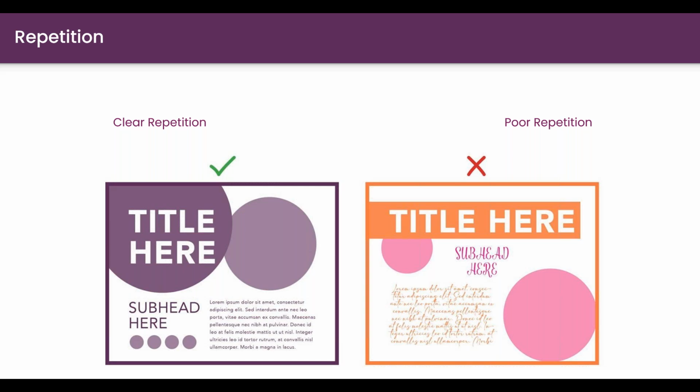On the right, we have poor repetition. We've got circles and rectangles and a nice serif and a sans serif, and then we have this crazy scripty font, right? And then we have a different script font. And then we have two different colors that don't necessarily work well together. And so this creates confusion and will not be as readable as something with clear repetition.